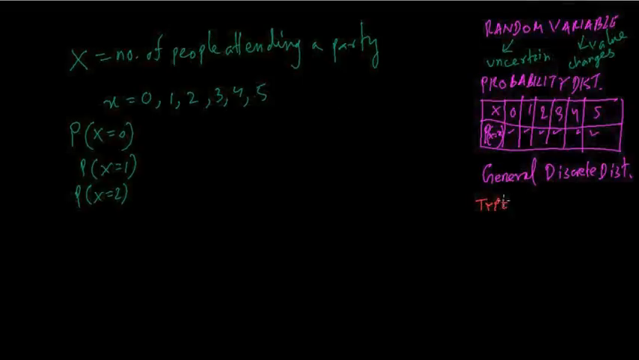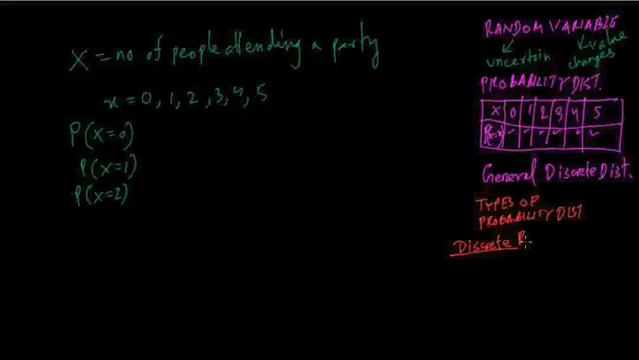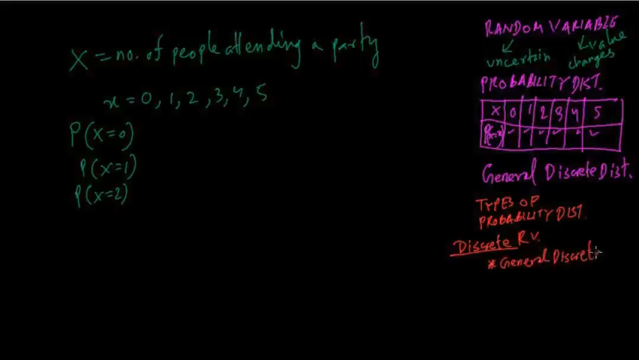So, types of probability distributions. The most basic type that we are going to start with is discrete, where the random variable is discrete. So we have one type, a general discrete distribution. This is one type of probability distribution table that we have in our syllabus, and we have to do this one.